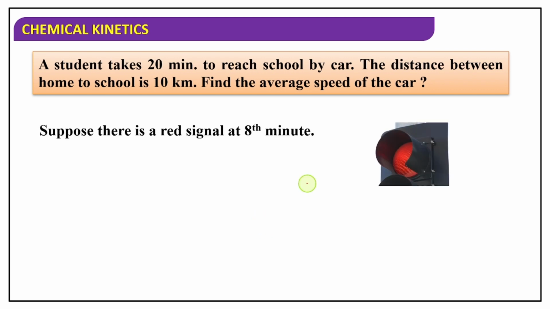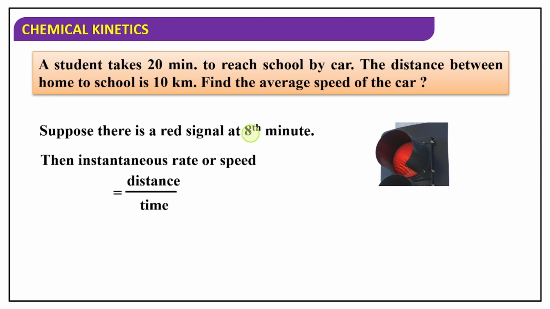instantaneous rate, we just discussed in the first slide about average rate and instantaneous rate. Just now we found the average speed of the car, and it is going to be the same throughout the journey. But when the student travels from home to school, he comes across a signal at the 8th minute. So what will happen? The car will be at rest, so he couldn't cover any distance. The distance covered by the car is 0.